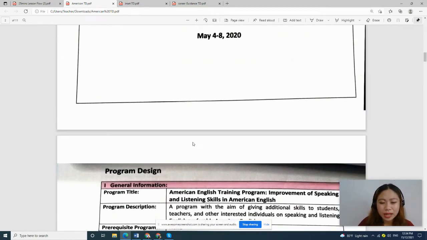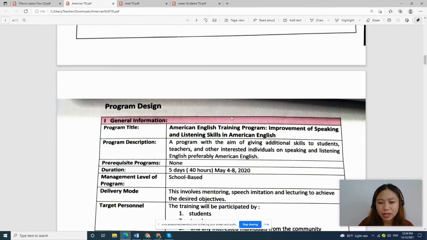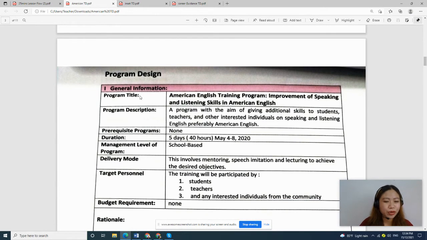Okay, so here, of course, the date. Next, the next page is the program design itself. You have part one, the general information. It's in table form, and you are just going to supply what is needed on the right side. We have here the program title, so you're going to write down your title here. Next, we have the program description. You're going to talk about how your program is described in just two or three sentences.